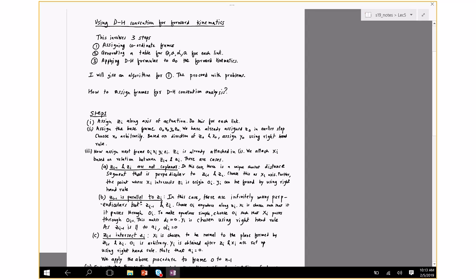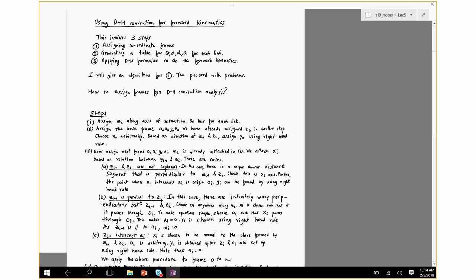You can go to number 3 in the next page, just to apply the formula, which you can see the same formula I wrote down, A_i with respect to frame i minus 1, and that theta_i, d_i, alpha_i comes from the table 2, which will be generated. So our goal is to generate this table 2 on step 2. And in order to generate the table, we have to do a bunch of things.